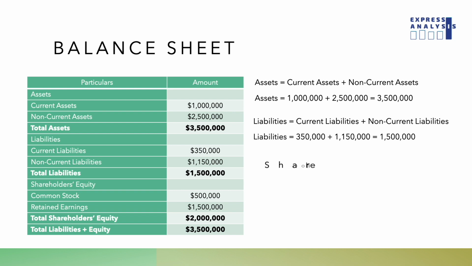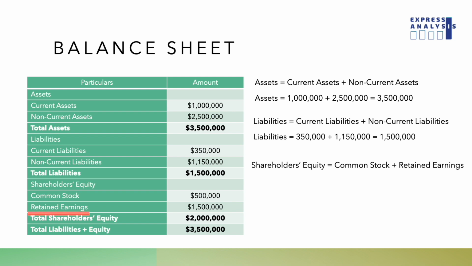Shareholders' equity represents the owners' claims on the company's assets after all liabilities have been paid. It is the residual interest in the company's assets and can be thought of as the net worth of the company. Common stock is the value of the shares issued to shareholders. It represents the initial investment made by shareholders to provide capital for the company.